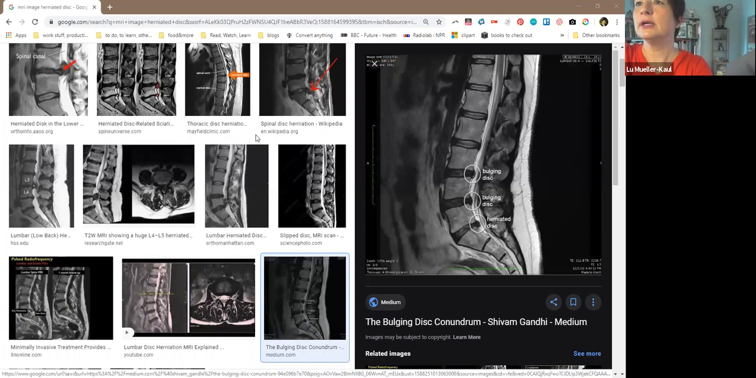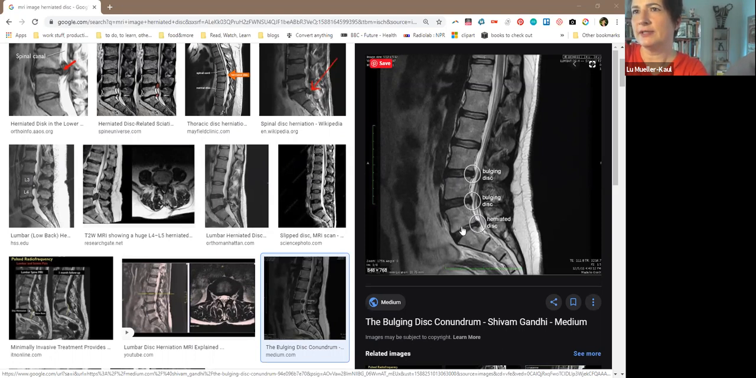Oh no, this is not the right one. Well, there's a few bulging discs and there's a herniated one. Yeah, okay. So right here, you see this is really pushing into the spinal canal. Up here, it's getting close, but it's not a complete rupture of the disc.